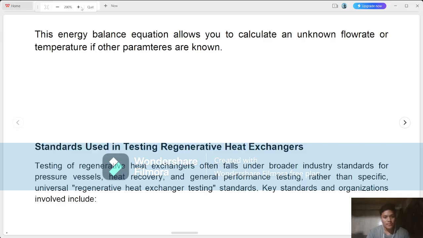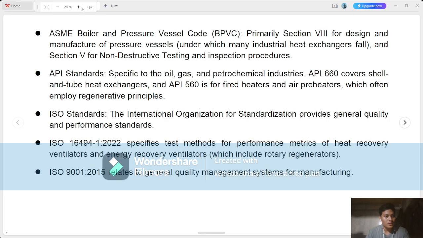Standards used in testing regenerative heat exchangers. Testing of regenerative heat exchangers often falls under broader industry standards for pressure vessels, heat recovery, and general performance testing, rather than specific universal regenerative heat exchanger testing standards. Key standards and organizations involved include the ASME Boiler and Pressure Vessel Code, primarily Section 8 for design and manufacturing of pressure vessels, and Section 5 for non-destructive testing of fabrication procedures.